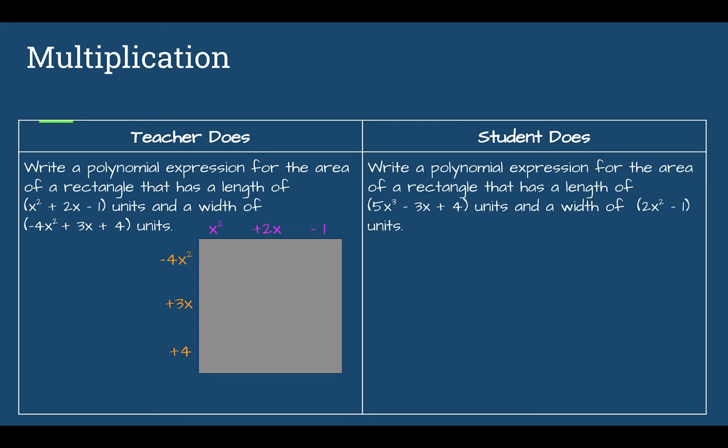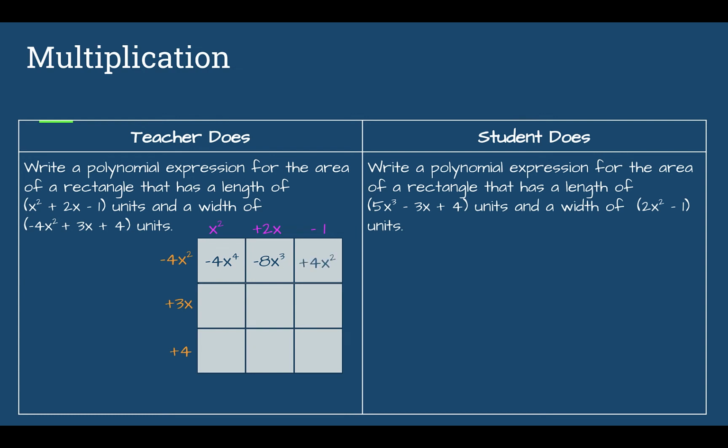If you notice, this is already set up as the area model. I just now drew some lines to divide it into boxes. So if I want to know the area of this rectangle, I'm going to just use this area model, start filling things in. So negative 4x squared times x squared would be negative 4x to the 4. I could keep going and filling in boxes, multiplying what's on the side with what is on the top.